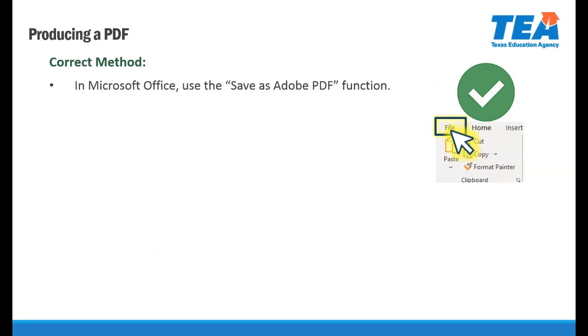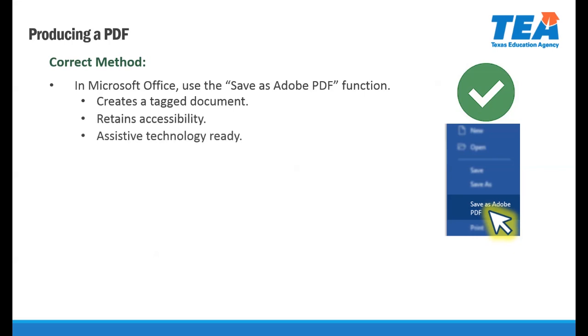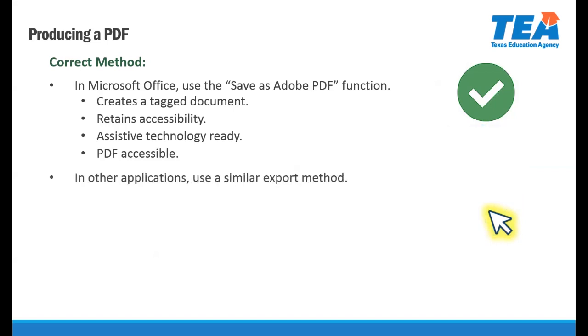Go to File, select Save as Adobe PDF from the left side menu options, and this will create the tagged document that retains accessibility, is assistive technology ready, and overall accessible. In other applications, you might have to use a similar export method. Sometimes this involves exploring different methods to produce that best accessible PDF.